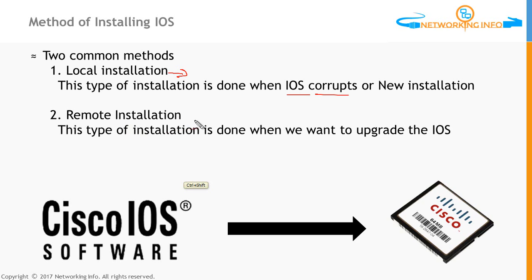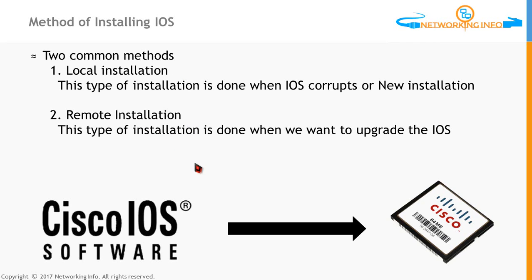We have another method, remote installation. This is mostly used when you are not at the location where your device is and you want to upgrade the operating system. If you don't want to install a new operating system, then you can use this method, remote installation. This is mostly used for upgrading the OS, not for installing the OS. That is also one of the methods.